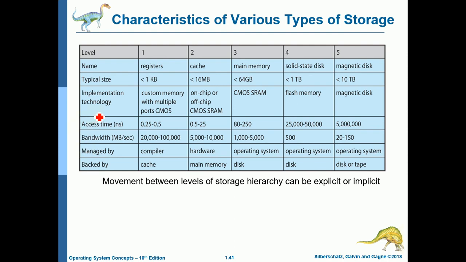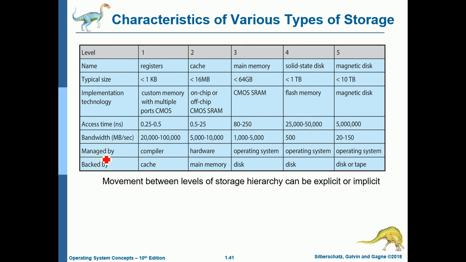And then implementation technology. For registers it is custom memory with multiple port CMOS. For cache it is on-chip or off-chip CMOS SRAM. For main memory it is also CMOS SRAM. For solid state disk it is flash memory, which is used by flash drives. And then magnetic disk, of course, is magnetic disk, the hard disk drive. Access time is in nanoseconds, so the fastest is the registers, and of course, the slowest is the magnetic disk. Then bandwidth is in megabytes per second, so registers have a bigger bandwidth compared to magnetic disk.